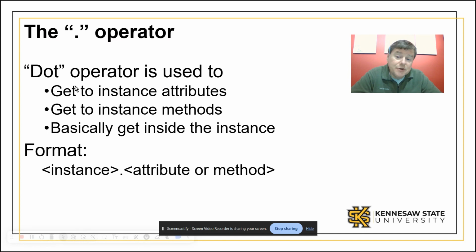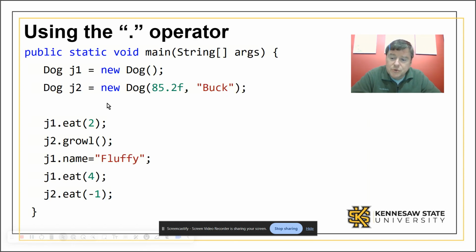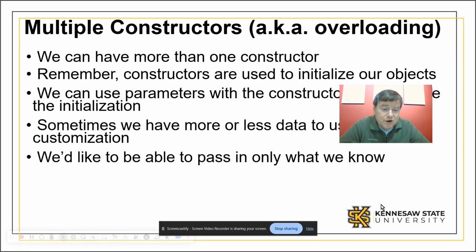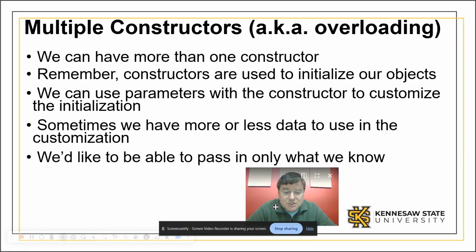Okay, so that's how you access attributes and also how you access methods inside of a class with the dot operator. So here we have J1 eat, J1 growl, change the name of J1 to Fluffy. You can set variables just like you can read them. J1 eat, J2 eat. J2 eat -1. Buh.